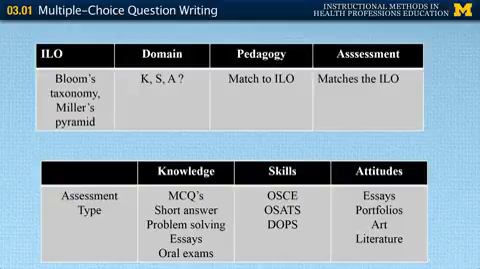The other way to think about it is, okay, how do I evaluate skills? Many of us are familiar with OSCEs, or objective structured clinical examinations, or OSATs, which are objective structured assessments of technical skills, or in the United Kingdom, they're also called DOPS, which is directed observation of procedural skills. Now, the hardest domain to measure are attitudes or attributes that people have, and you can use essays, portfolios, art, either written or performed, and literature as well.